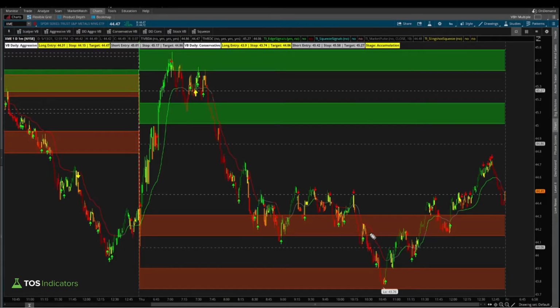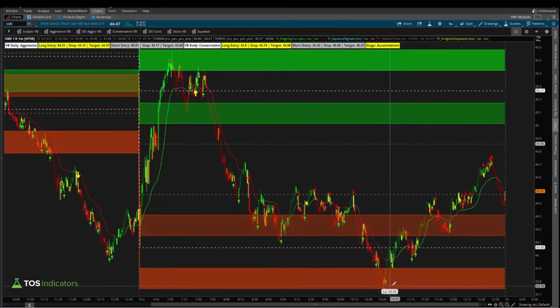Then, as the day progressed, price action here broke outside of our aggressive clouds, and we then breached our conservative clouds. In fact, we went a little deeper inside of our conservative clouds, and then the edge signal finally let us know that we're now officially in oversold territory.